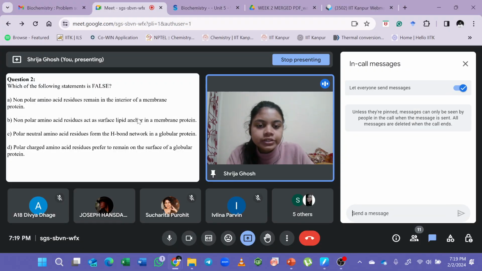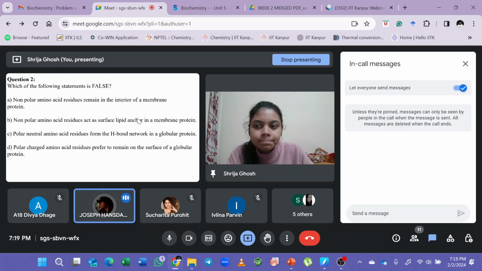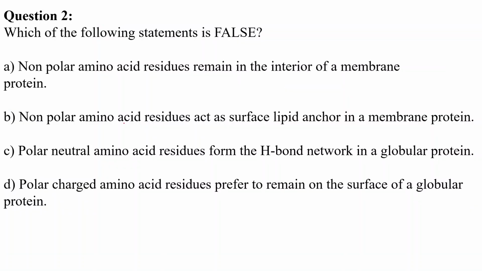Anyone wants to answer the question? B. Non-polar amino acid act as surface lipid. Okay, so Joseph is saying option B. Let's see the correct answer.